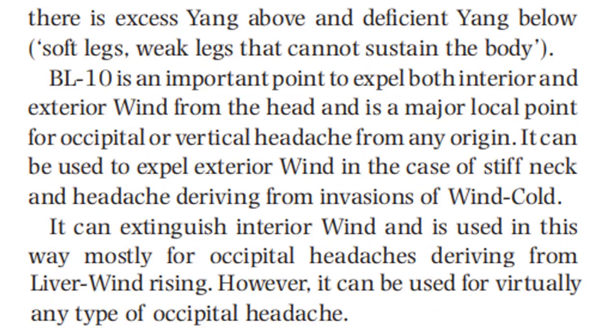Bladder 10 is an important point to expel both interior and exterior wind from the head, and is a major local point for occipital or vertical headache from any origin. It can be used to expel exterior wind in the case of stiff neck and headache deriving from invasion of wind cold. It can extinguish interior wind and is used in this way mostly for occipital headache deriving from liver wind rising. However, it can be used for virtually any type of occipital headache.